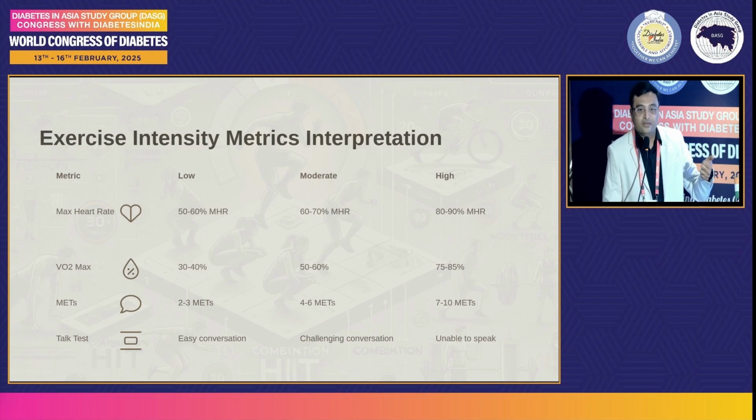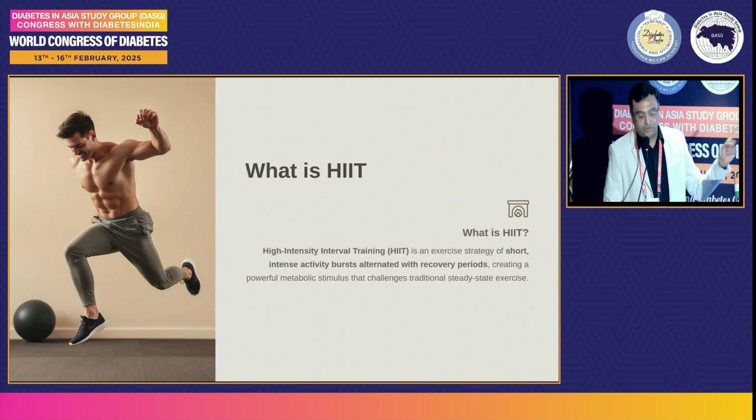If you have some difficulty in talking, you are doing moderate intensity exercise. And if you are running very hard and fast, you are doing sprints or anything, then you won't be able to talk. If somebody asks you, hey, hi, how are you? You won't be able to say hi. You will have to rest for a minute. That is high intensity exercise. We are going to evaluate the benefit of that versus moderate brisk walking.